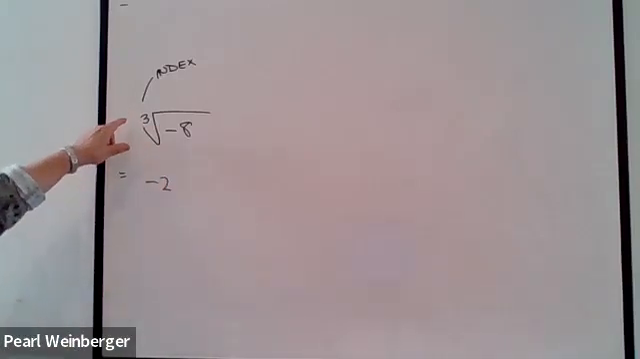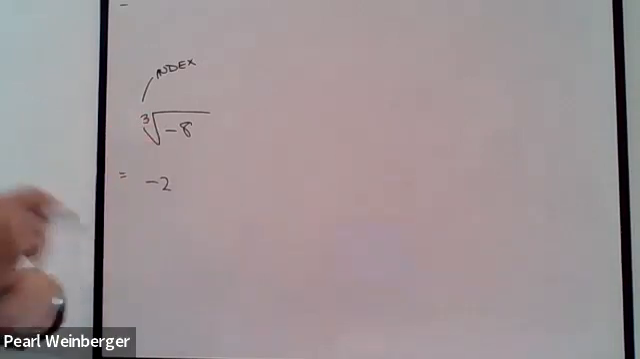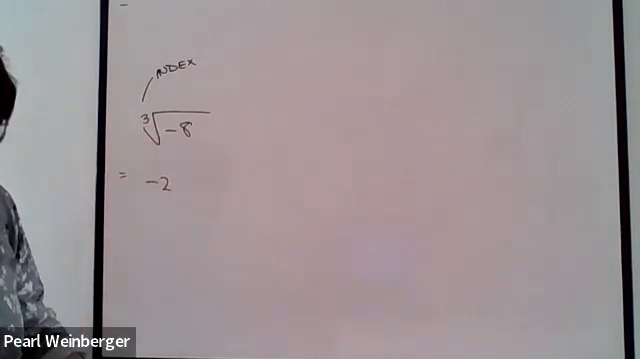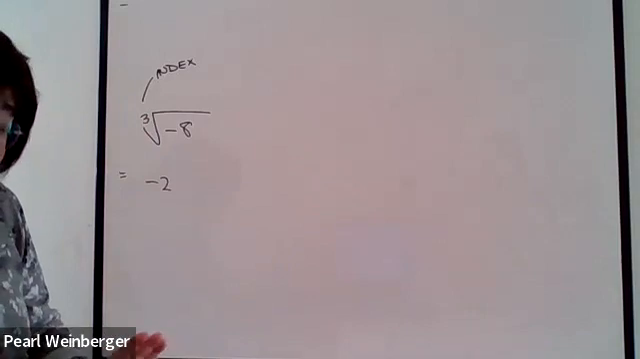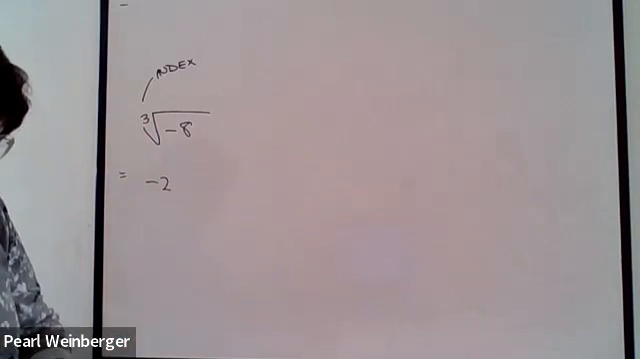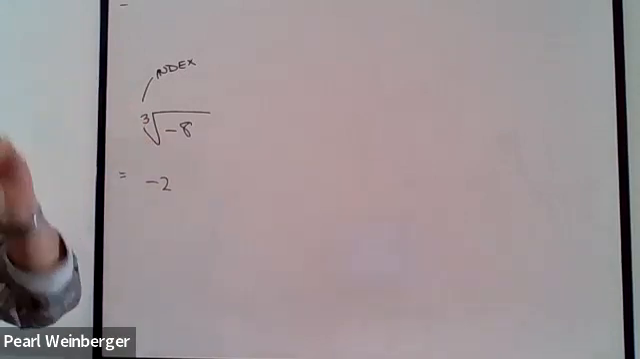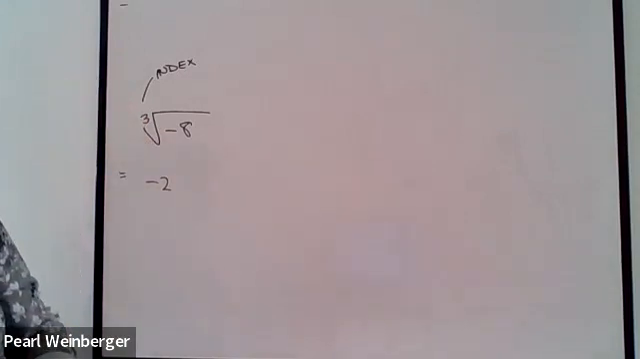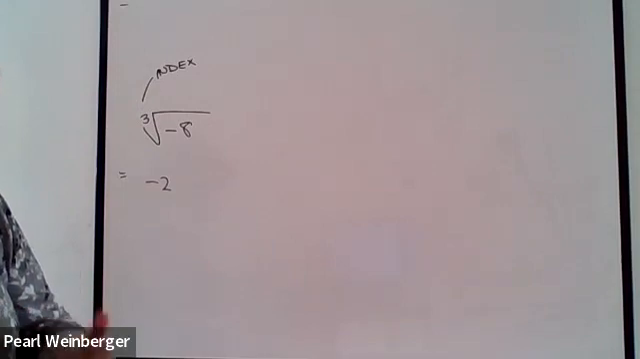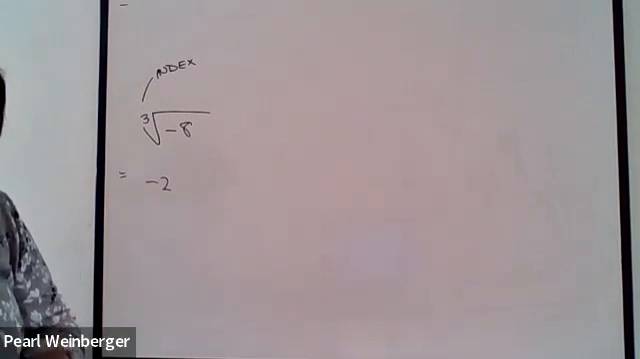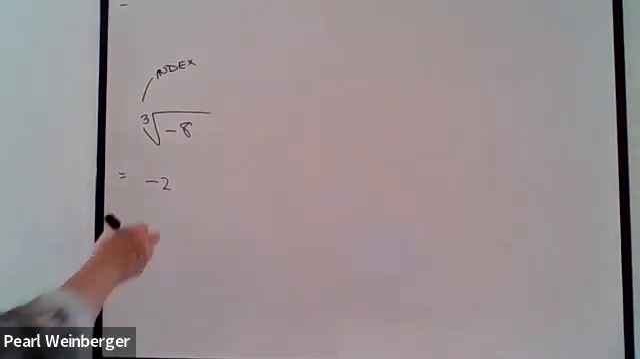Again, anytime your index is odd, that means you're multiplying the number by itself an odd number of times, you can have a negative. But if your index is even, the number has to be only a positive number, because if you multiply a number by itself an even number of times, the answer has to be positive.